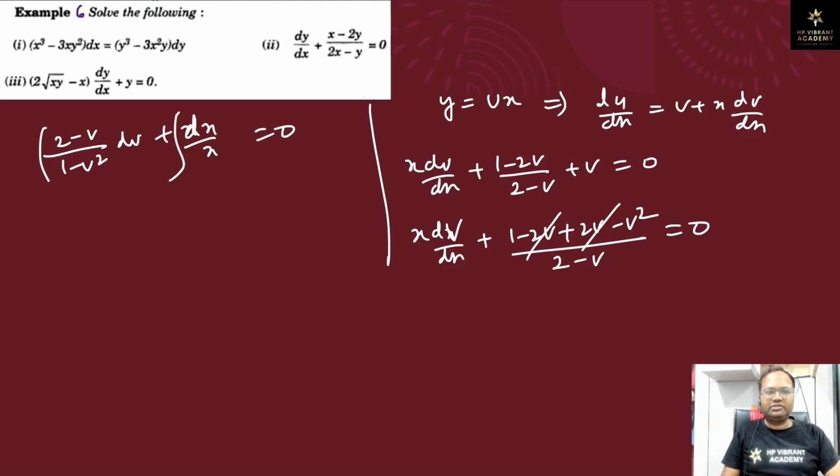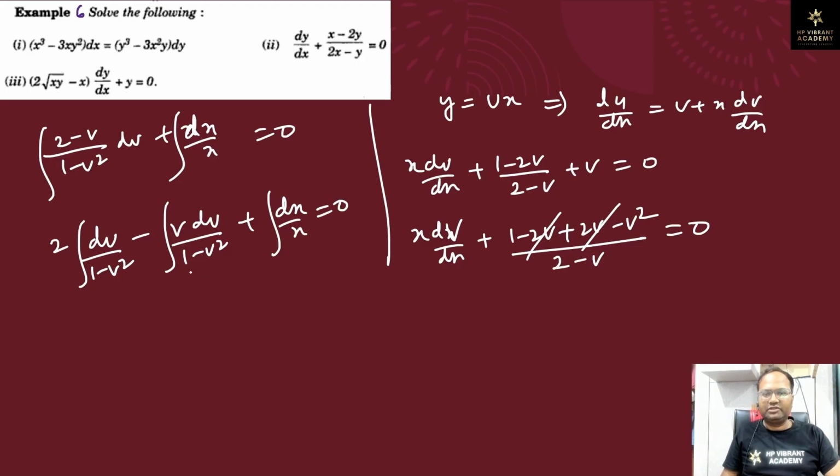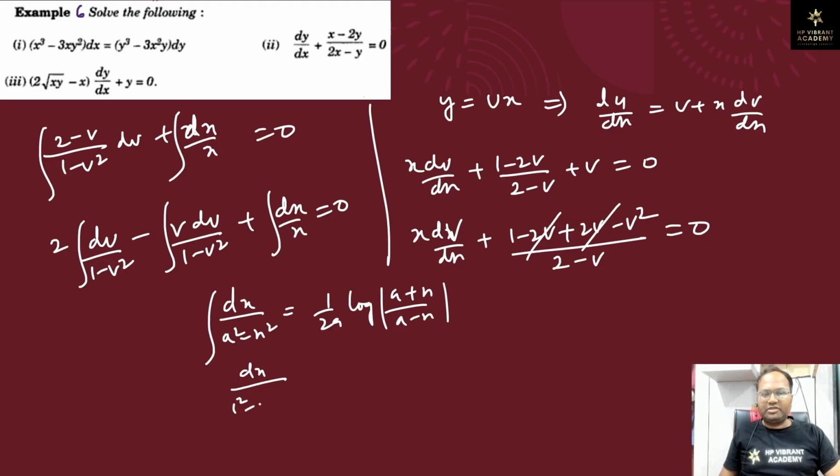So let us integrate this. So we have 2 times integration of dv upon 1 minus v square minus integration of v dv upon 1 minus v square plus integration of dx upon x is equal to 0. Okay. So from here we have the integration of dx upon a square minus x square is equal to 1 upon 2a log of a plus x upon a minus x. So integration of dv upon 1 square minus v square will be 1 upon 2 times 1 log of 1 plus v upon 1 minus v. Okay, so let us replace this.